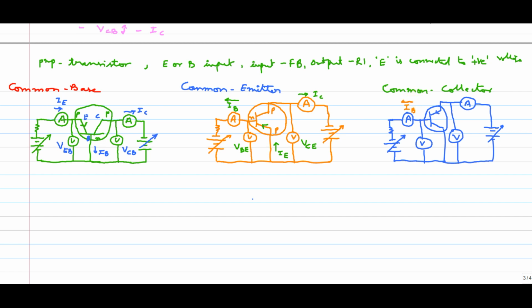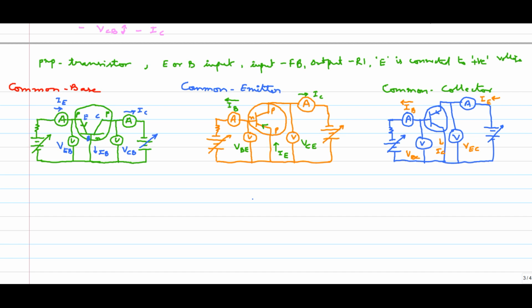This is out of the transistor, and this is collector current IC, so this is also out of the transistor. This is emitter current IE, which is coming into the transistor, and IB and IC are going out from the transistor. And the voltages are V base collector, VBC, and V emitter and collector, VEC.